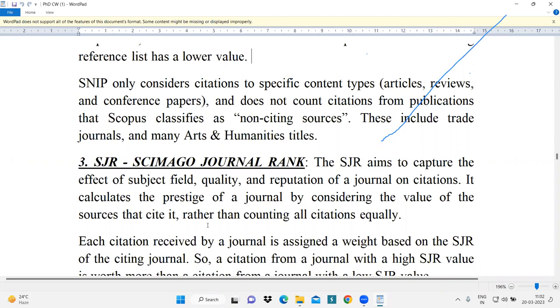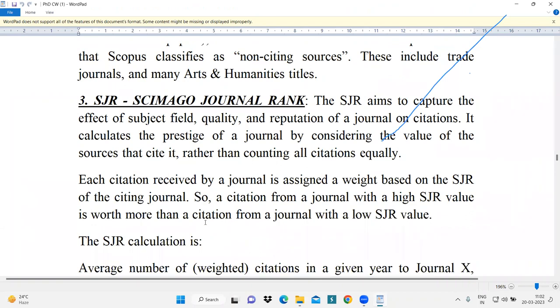So each citation received by a journal is assigned a weight based on the SJR of the citing journal. A citation from a journal with a high SJR value is worth more than a citation from a journal with a low SJR value. So journals have been ranked in the SCImago Journal Rank. You had seen the Master Journal List in the Web of Science. This is another database, SCImago Journal Rank. They are ranking a journal based on how it is capturing this particular subject field.